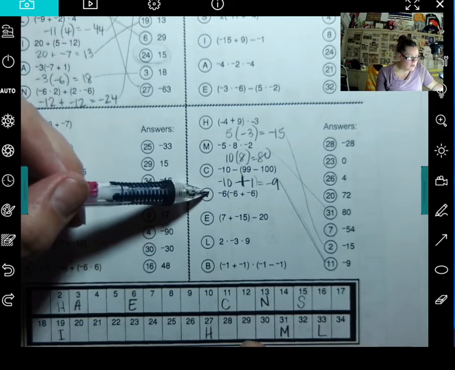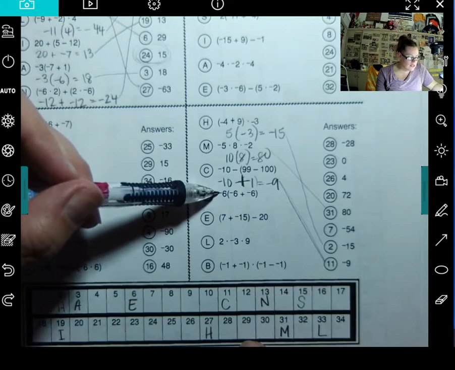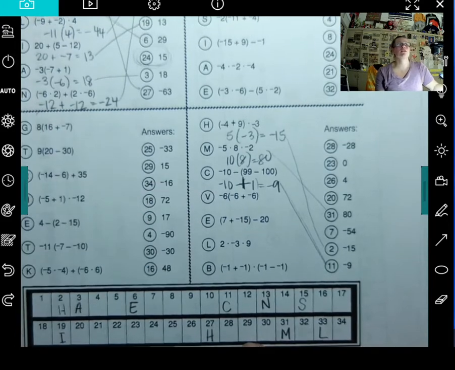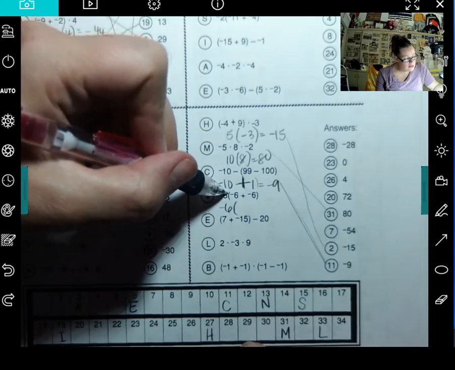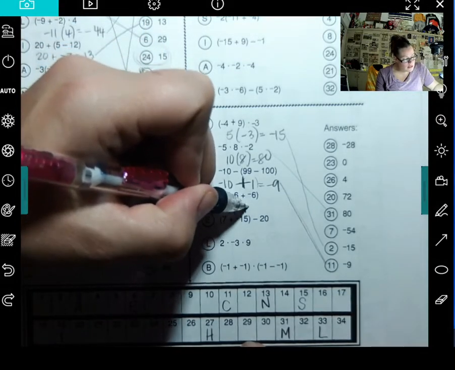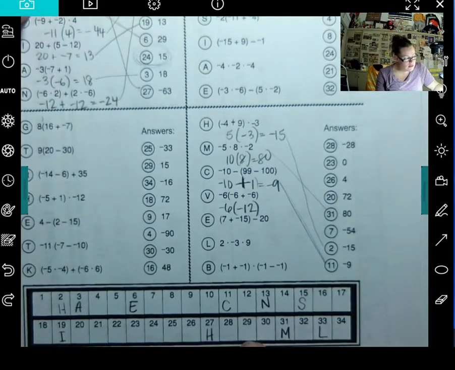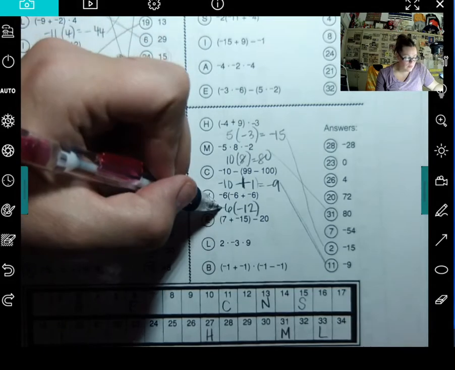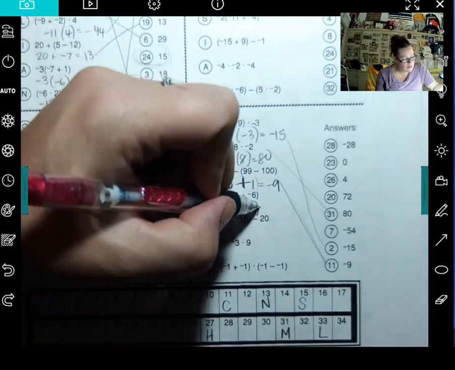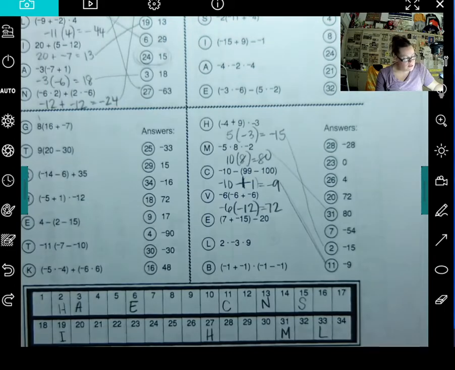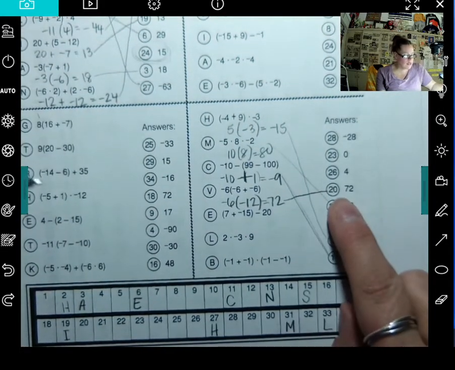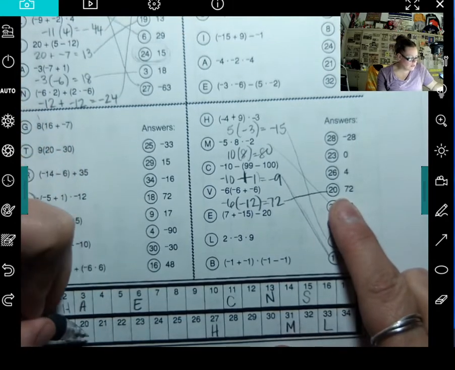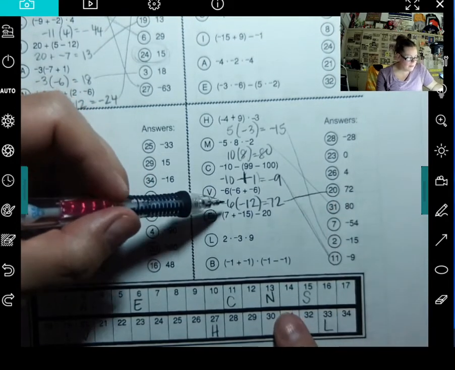For letter V, we have negative 6 times the quantity of negative 6 plus negative 6. That's lots of negative 6's there. So negative 6 times the quantity of negative 12. 6 times 12 is 72. Both of them are negative, so 2 negatives make a positive. So we just get an answer of 72. So that's just right across the way. So number 20 has the letter V.